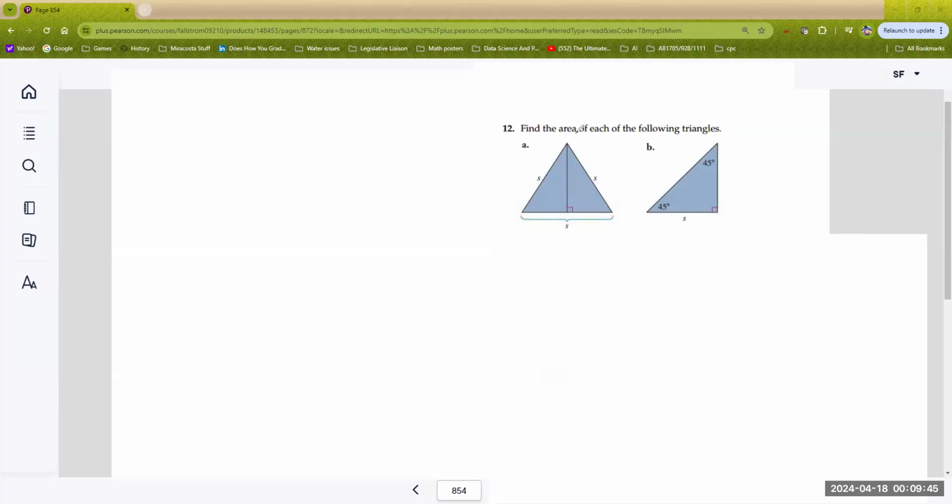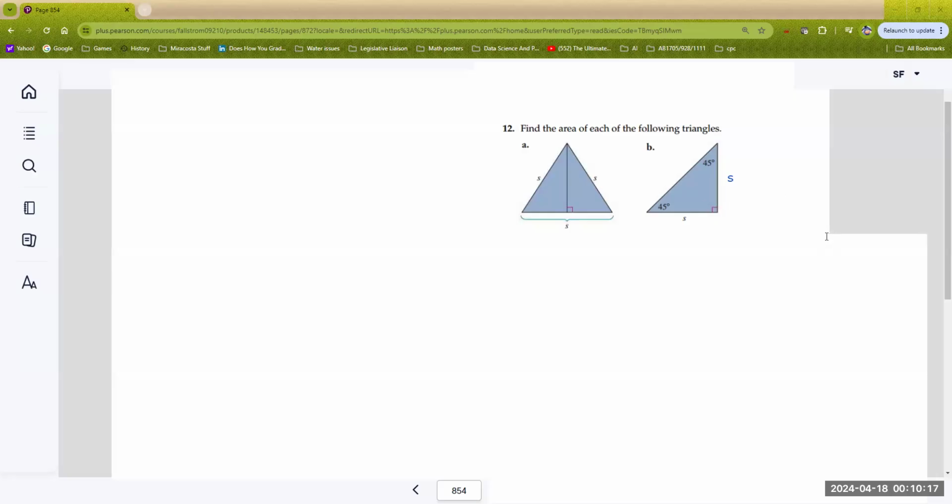Let's see here. Honestly, the one on the right is probably easiest, and that's because we know the side at the bottom is S, and because it is a 45, 45, 90 triangle, the other side must also be S, and it asks us to find the area. The area, I don't need the hypotenuse. If you did need the hypotenuse, that would be square root of 2 times S, because that's the ratios, but not needed.